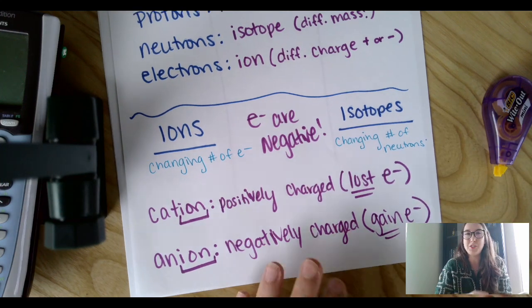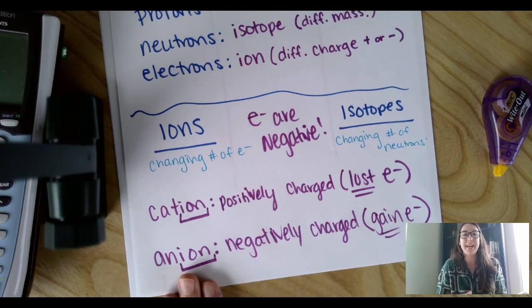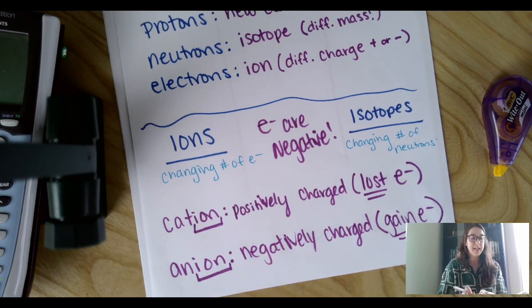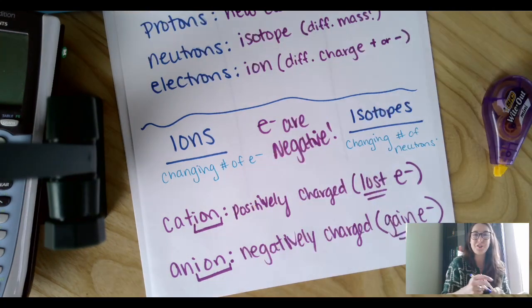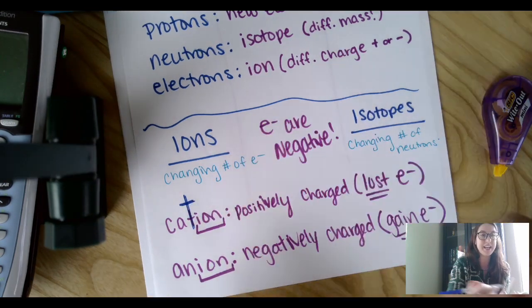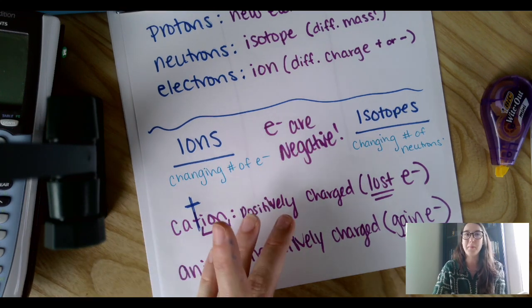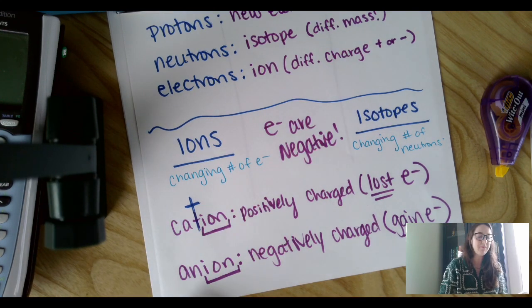So an element needs to gain electrons for it to become a negatively charged ion, aka an anion, all right? Now let's do some quick little memorization rules, some little tips and tricks to help you memorize it. For the cation, I want you to extend that T up real high and make a positive sign, okay? Just reminding yourself that this is a positively charged ion.